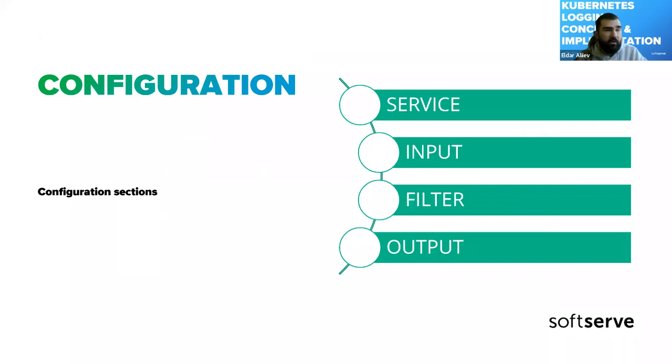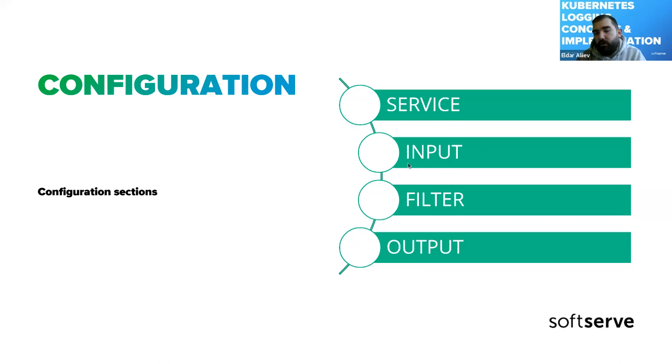The configuration of Fluent-Bit has four different sections. The first section is the service. It has the configuration for the Fluent-Bit daemon itself. Probably we will have just one service section, and we can have multiple input, filter, and output sections. The input defines the options for a specific kind of input. The same goes for the filter, and the same for the output.